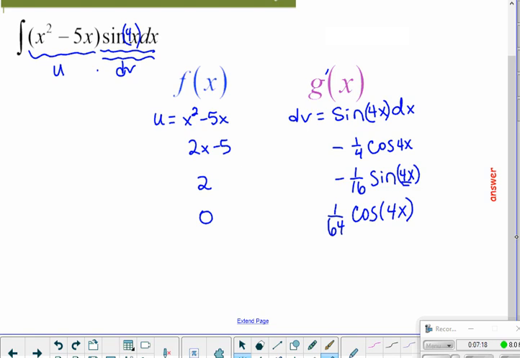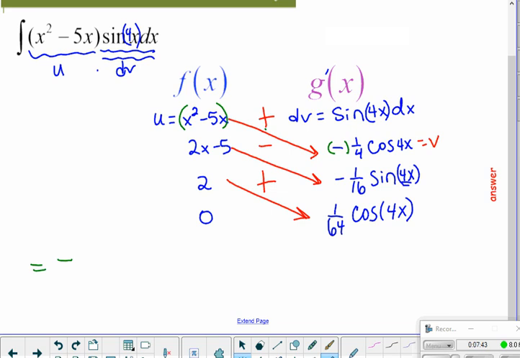Alrighty, connecting diagonals: start with that u, connect it to that first v. So u times v, u times v, u times v. Plus, minus, plus, and now let's write out our answer. So I have a positive x squared minus 5x times a positive times a negative. So this will turn out to be negative.